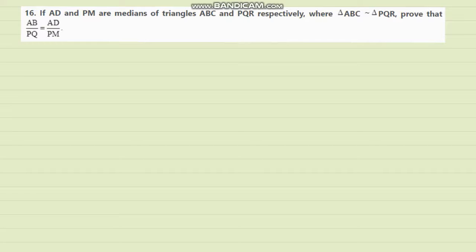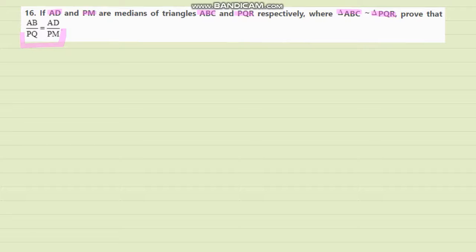Triangles. Now let us see what is given in the question. If AD and PM are medians of triangles ABC and PQR respectively, where triangle ABC and triangle PQR are similar, prove that AB by PQ is equal to AD by PM.